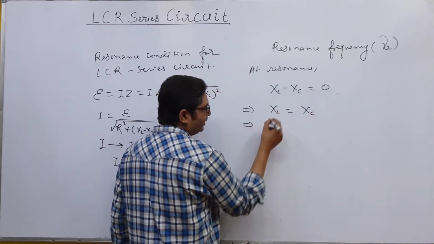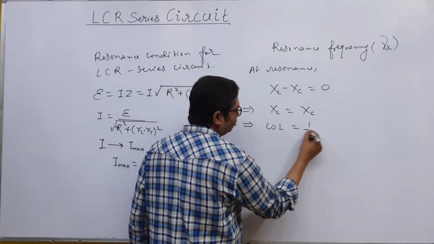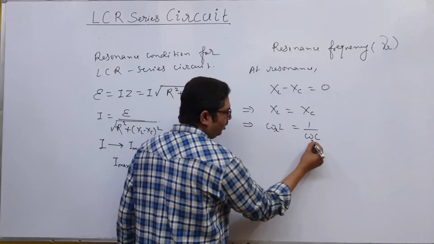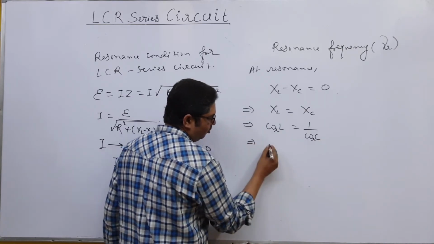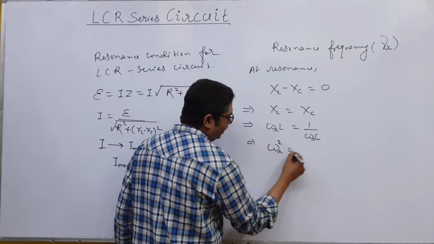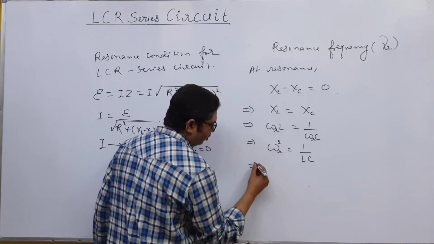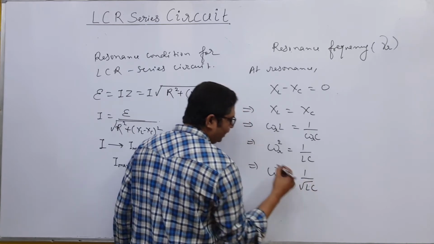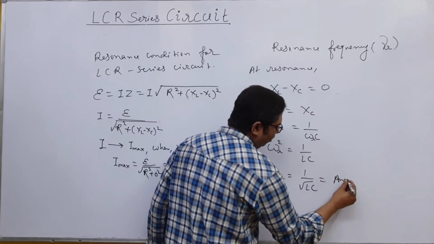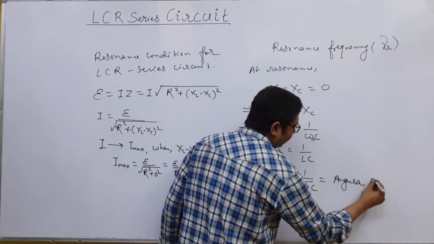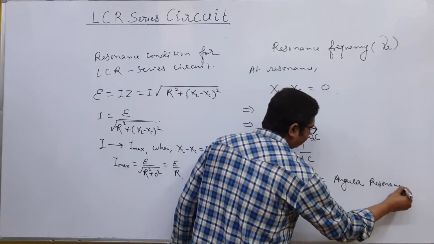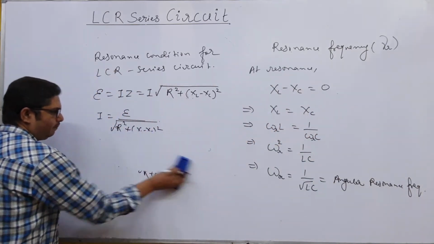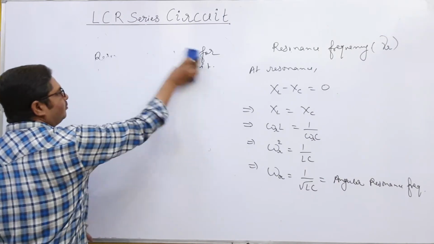Now put the value XL equals omega L and XC equals 1 by omega C. At resonance this omega is said to be omega R. So you have omega square R equals 1 by LC. So omega R equals 1 by under root LC. This is said to be the angular resonance frequency. But we have to find the resonance frequency.